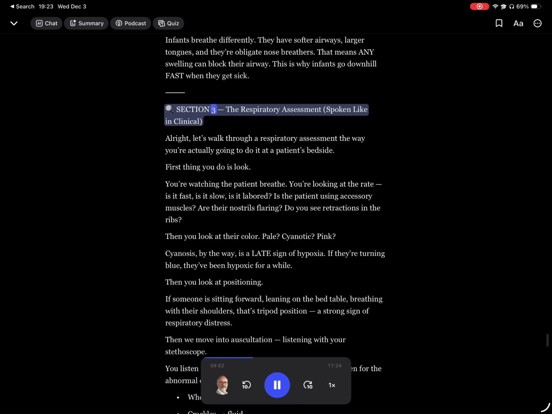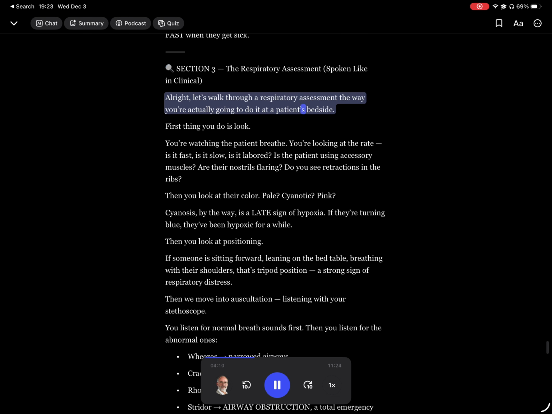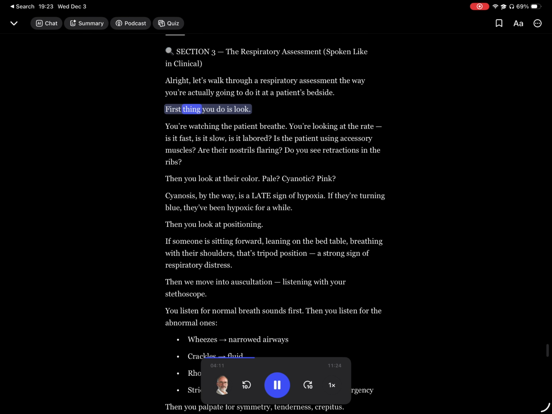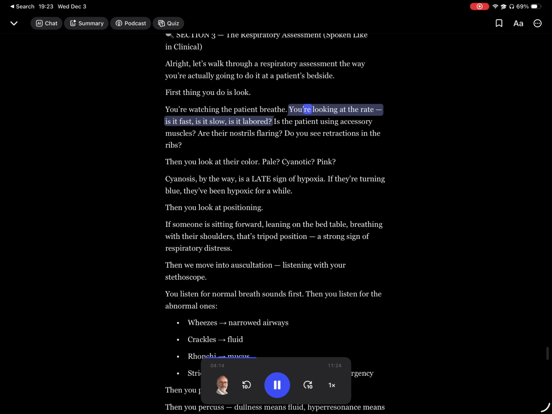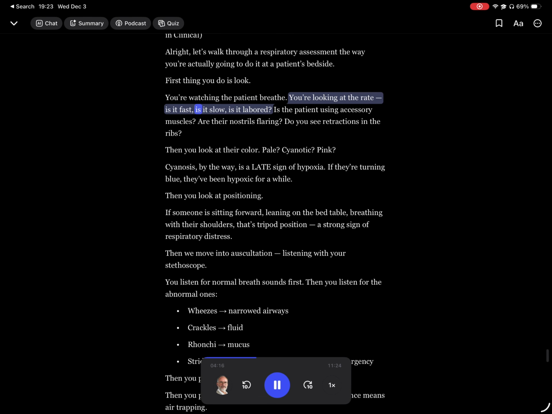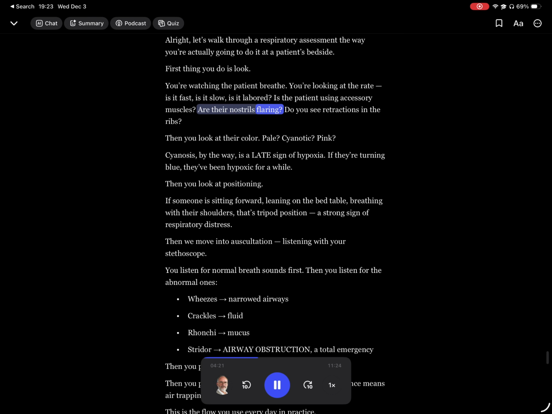Section 3. The respiratory assessment. All right, let's walk through a respiratory assessment the way you're actually going to do it at a patient's bedside. First thing you do is look. You're watching the patient breathe. You're looking at the rate. Is it fast? Is it slow? Is it labored? Is the patient using accessory muscles? Are their nostrils flaring? Do you see retractions in the ribs?